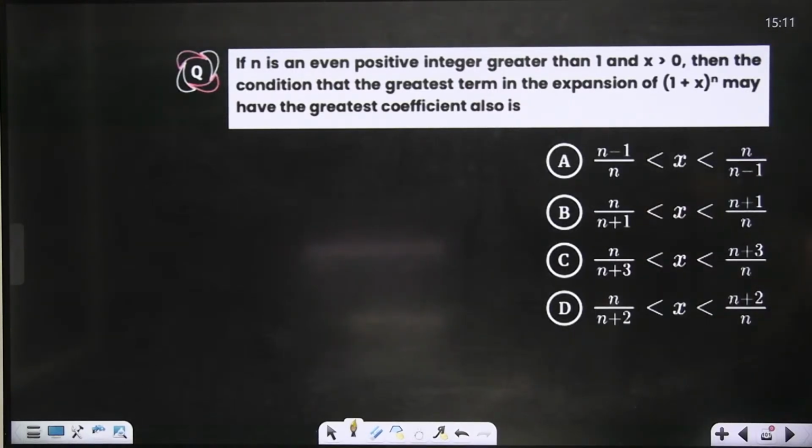Try to solve this question. n is an even positive integer, greater than 1, and x is greater than 0. Then the condition that the greatest term in the expansion may have the greatest coefficient also.